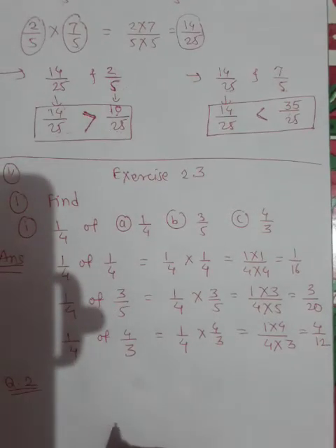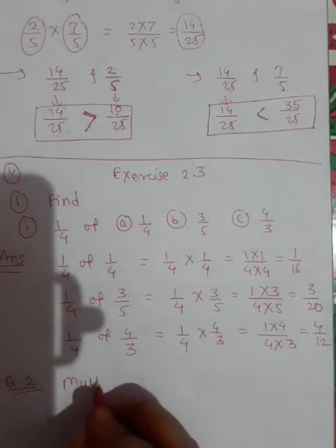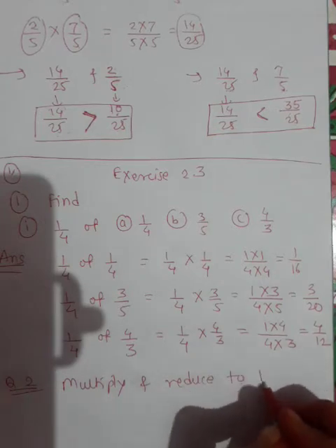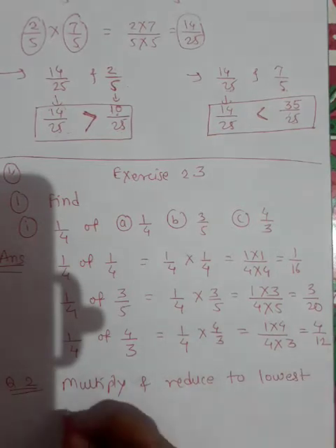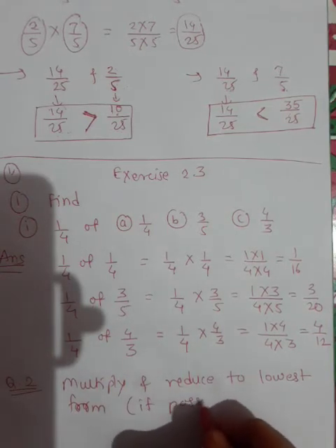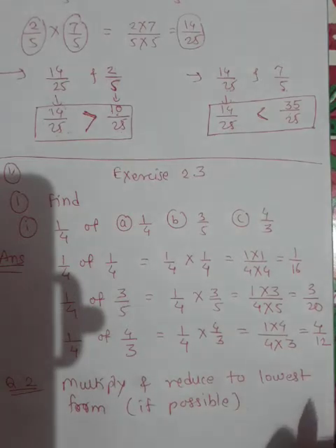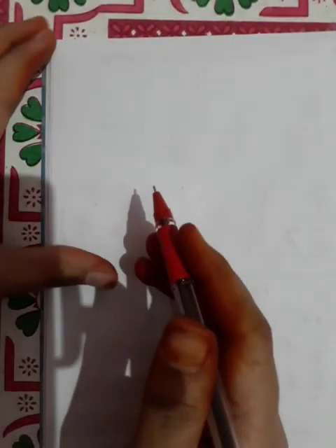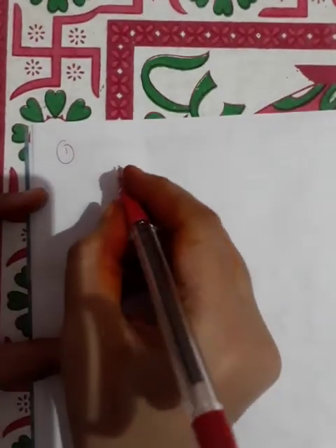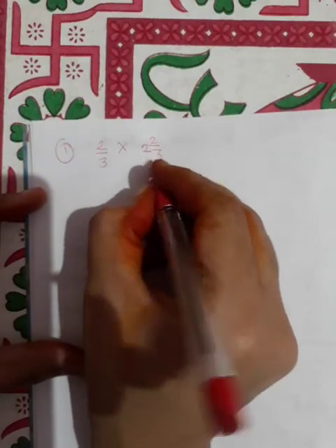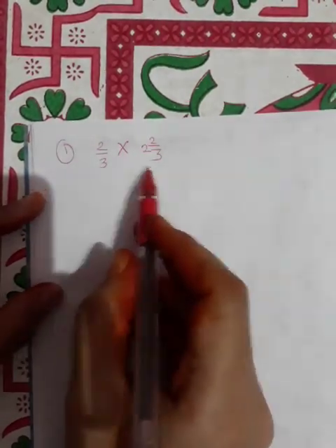Question number 2 is multiply and reduce to lowest form if possible. In question number 2, example number 1 is 2 by 3 into 2 of 2 by 3. We have to multiply these fractions.